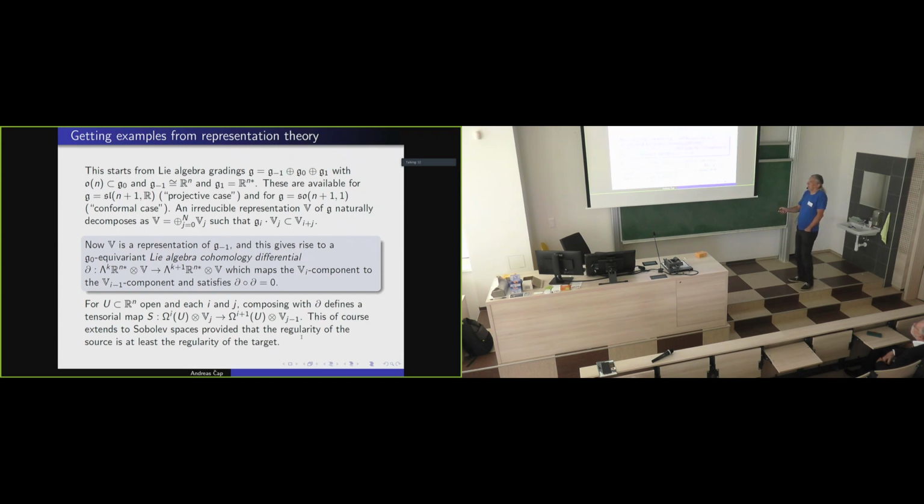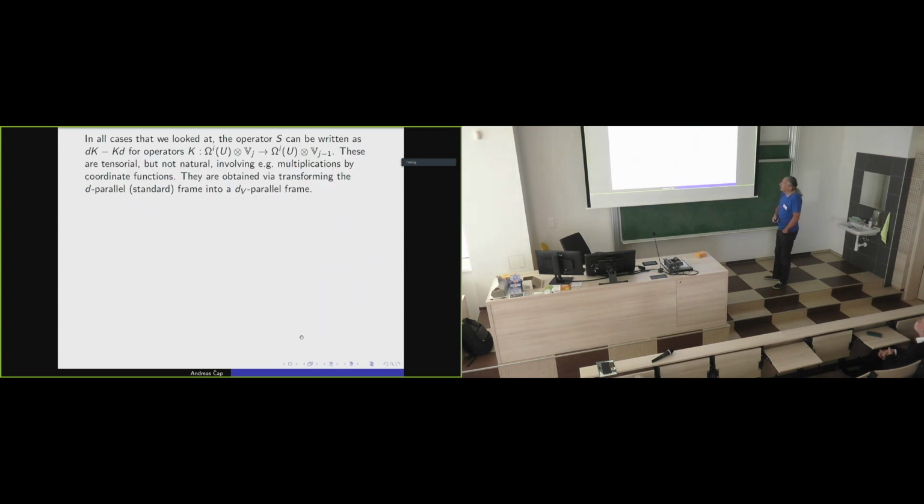And now, if you have an open subset in Rn, then you can compose with delta and you get a map from I forms on U with values in Vj to I plus 1 forms on U with values in Vj minus 1. And since this is just composition by a linear map, everything extends to Sobolev spaces without any problems, provided that the regularity of the source is at least the regularity of the target.